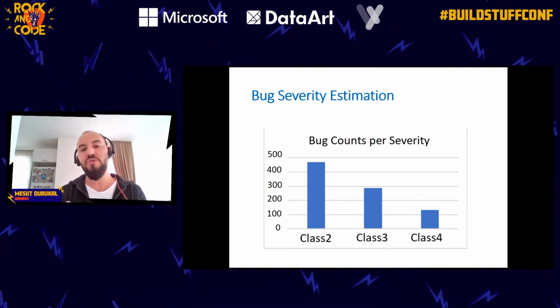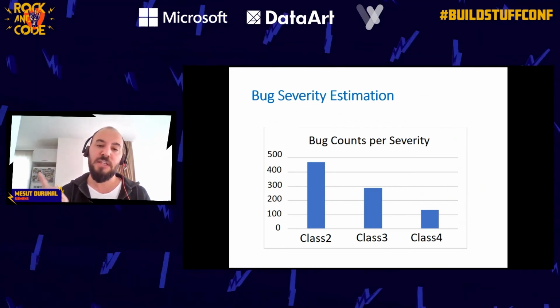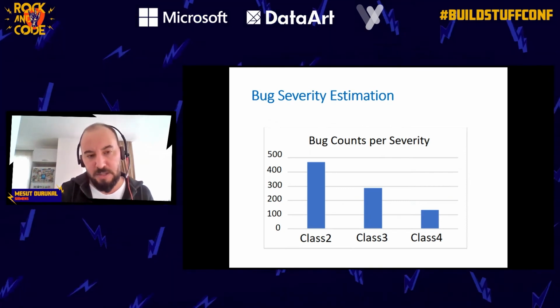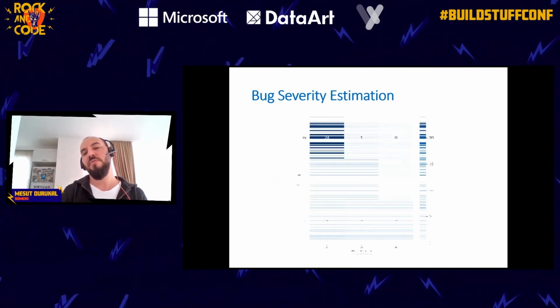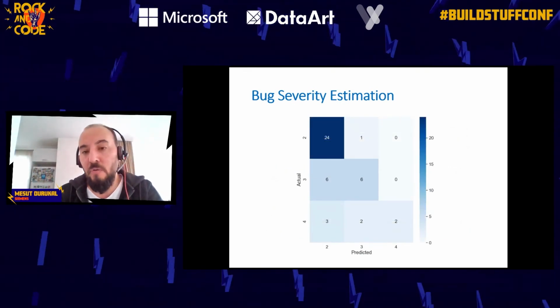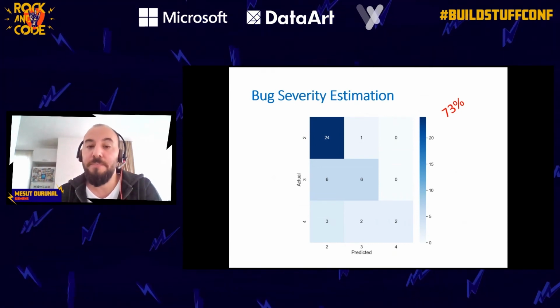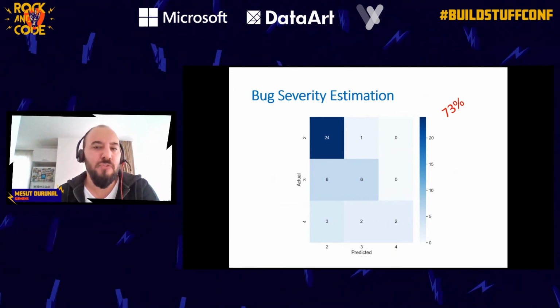And this is the distribution of all samples in different classes. We have class 2, 3, 4 samples, and after this distribution, this is the first view of the confusion matrix. And I have overall 73% accuracy. So it can be acceptable, but it can be still improved, right?